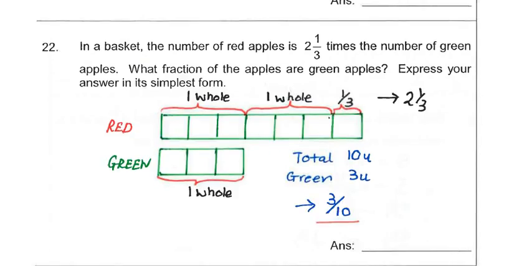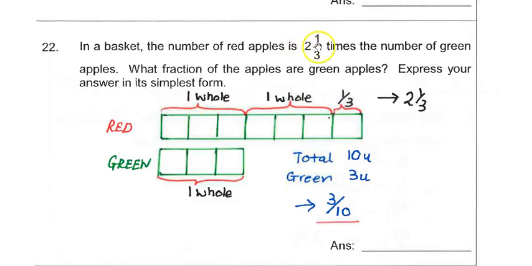Now in the basket, the number of red apples is 2 1/3 times of the number of green apples. What fraction of the apples are green apples? Express the answer in the simplest form. Now be very careful. Look here. The main thing to take note is the denominator over here. Denominator means every one whole is divided by 3 parts. Look here, one whole.